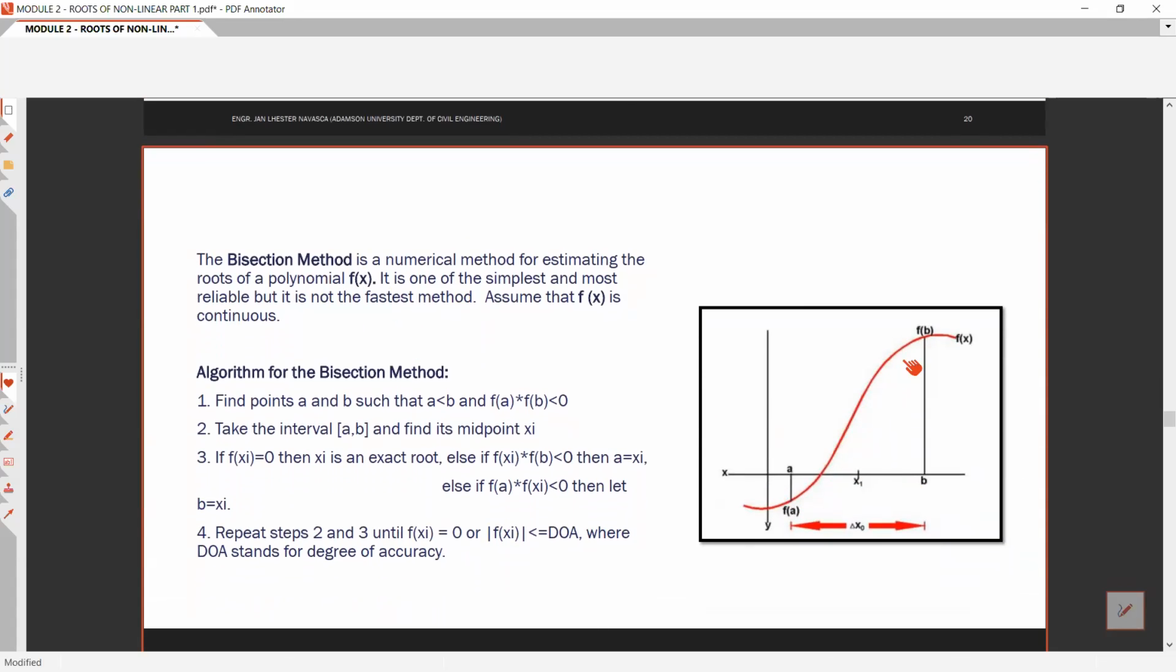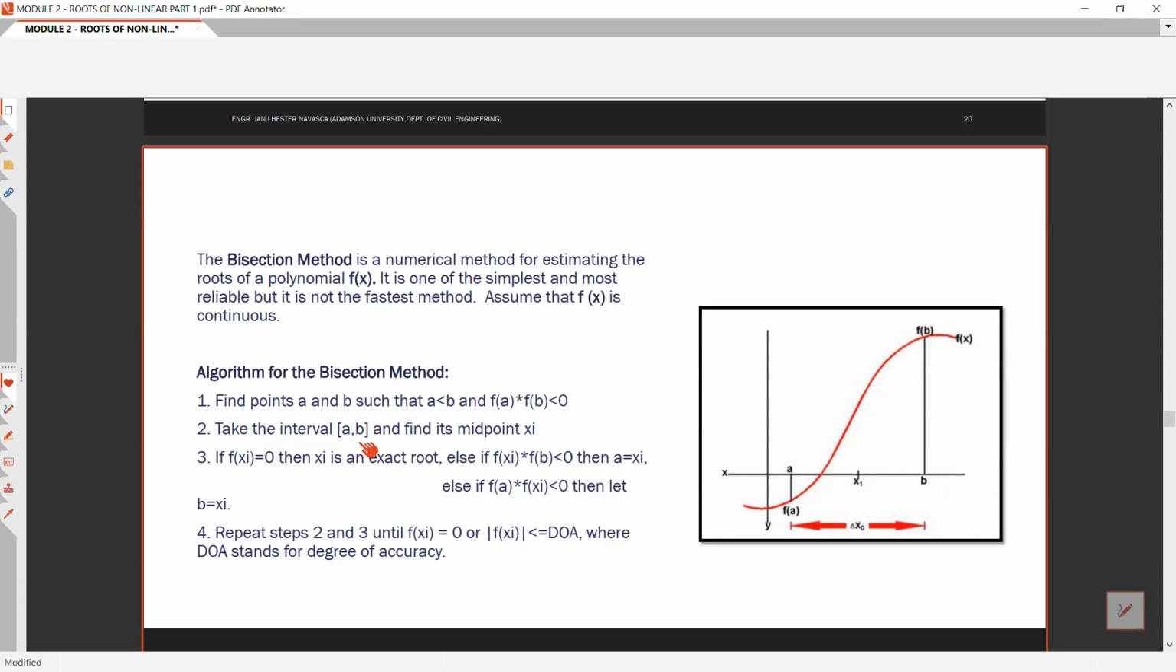Assuming you have a continuous function. The algorithm of the bisection method: we will find points A and B in that graph, such that f(A) multiplied by f(B) is a negative number. We all know it is negative because one is a negative value below and the other a positive value above. So our guess for A and B is correct.